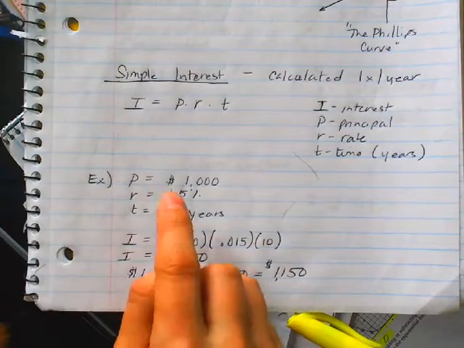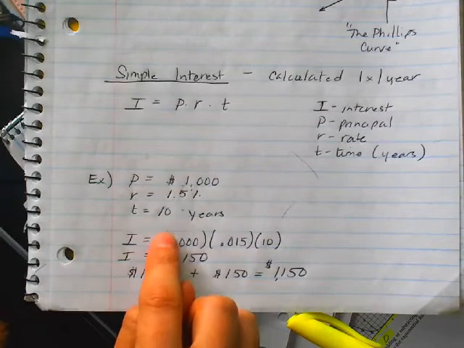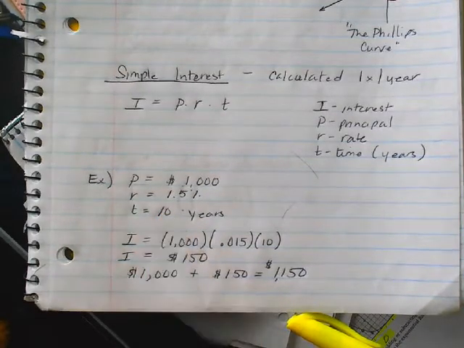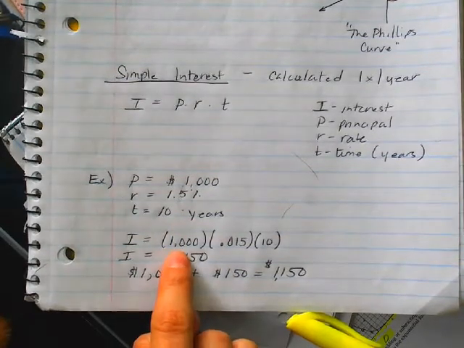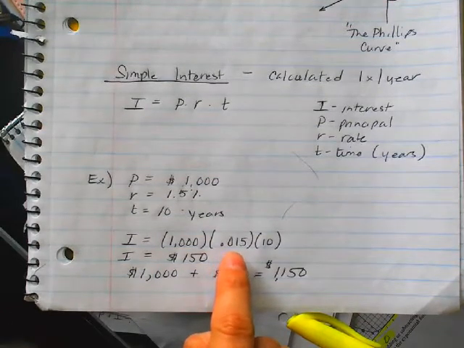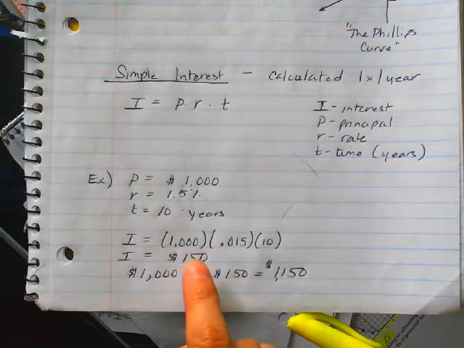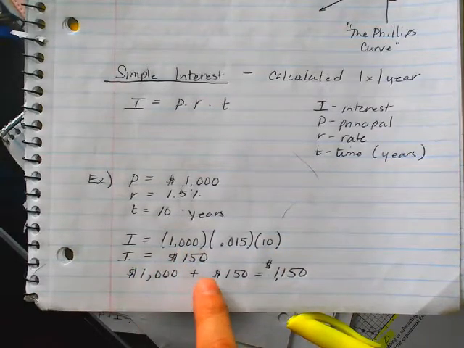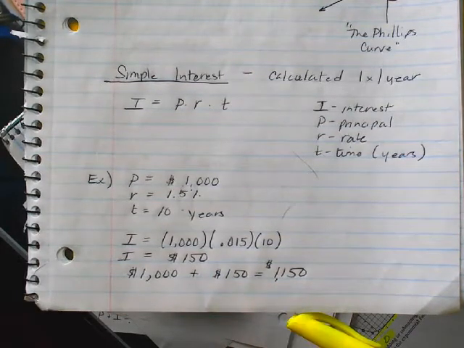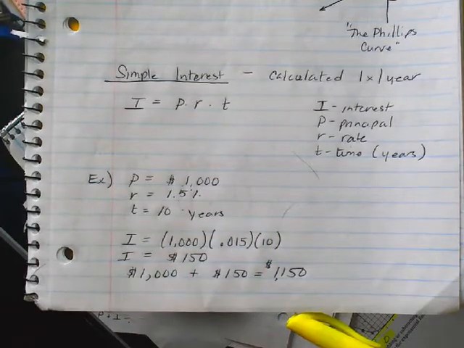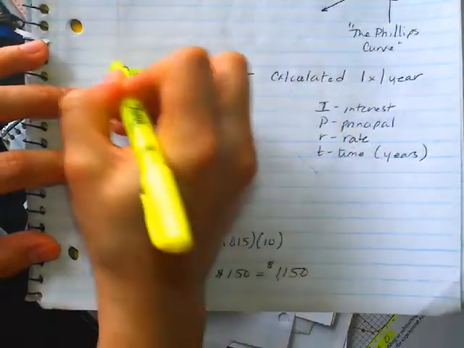So for example, if you invest $1,000 and they're providing an interest rate of 1.5%, you want to figure out what your interest or what your investment is going to be after 10 years. You can plug that into your formula. You invested $1,000 at a rate of 1.5%, always converted to a decimal here, times 10 years is $150. So if you invest $1,000, in 10 years you'll make $1,150 total. Not that great of an investment. So that's an example of simple interest, and simple interest is defined as calculated once per year.